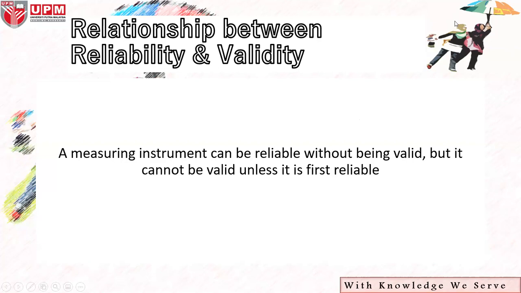Okay, tapi instrument tu boleh jadi dia reliable tapi dia tak valid. Okay, a reliable instrument is not necessarily valid, but a valid instrument is confirmed to be reliable. Contoh ada? Satu instrument yang konsisten, satu instrument yang mengukur benda yang memberi keputusan yang sama berulang kali, tidak semestinya valid, tidak semestinya mengukur benda yang patut diukur, but a valid instrument is confirmed to be a reliable instrument in the first place. Instrument yang reliable tak semestinya valid, tapi instrument yang valid mesti confirm dia reliable.